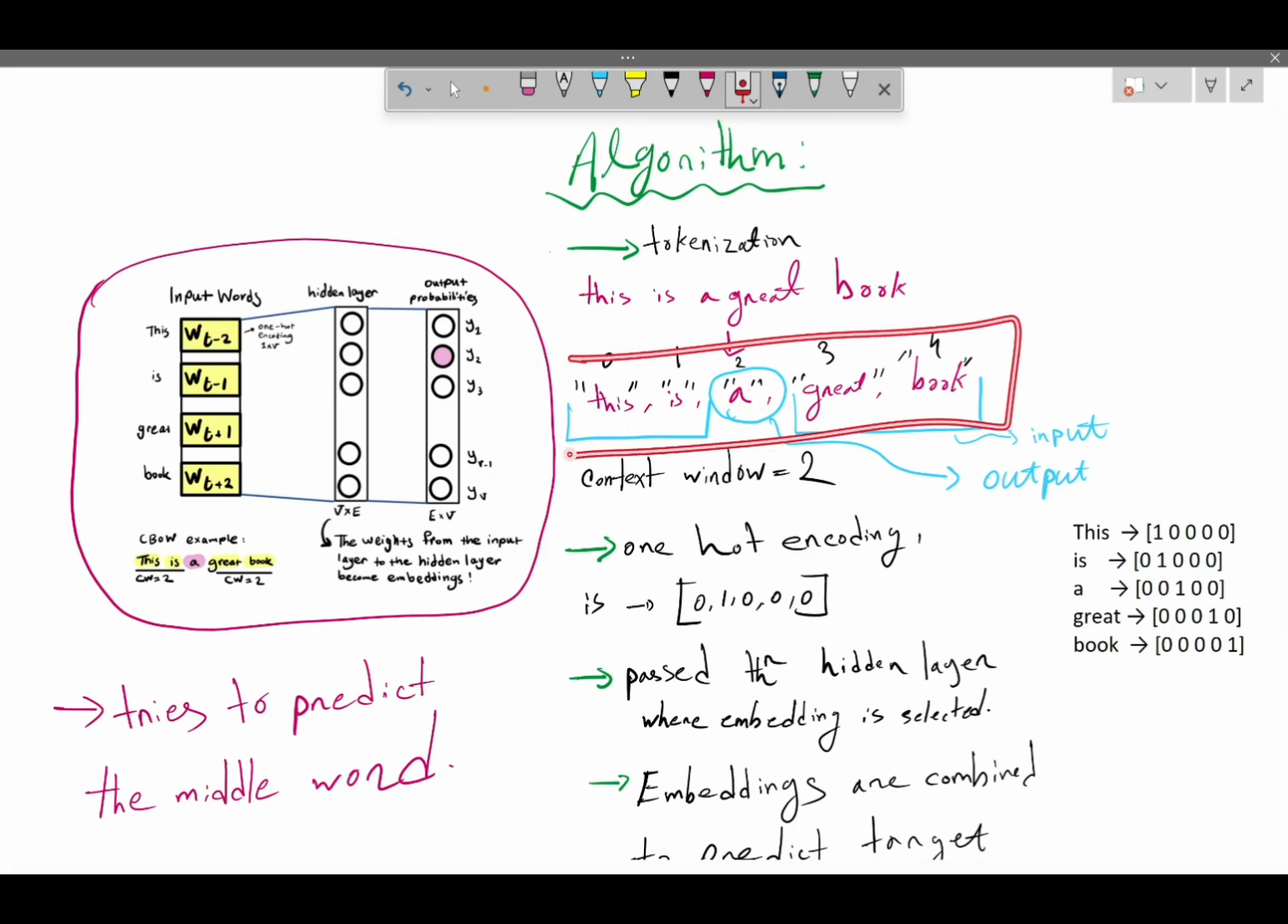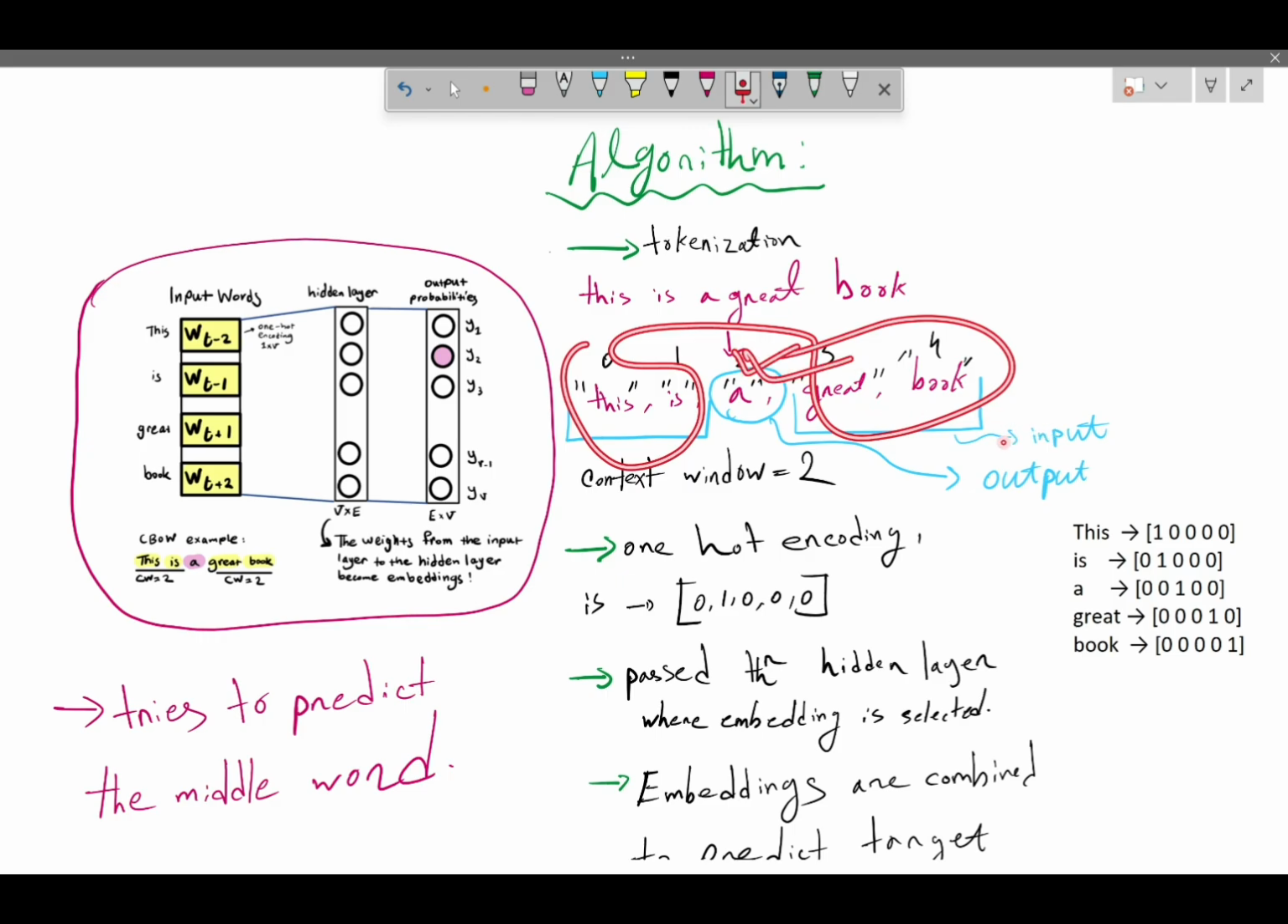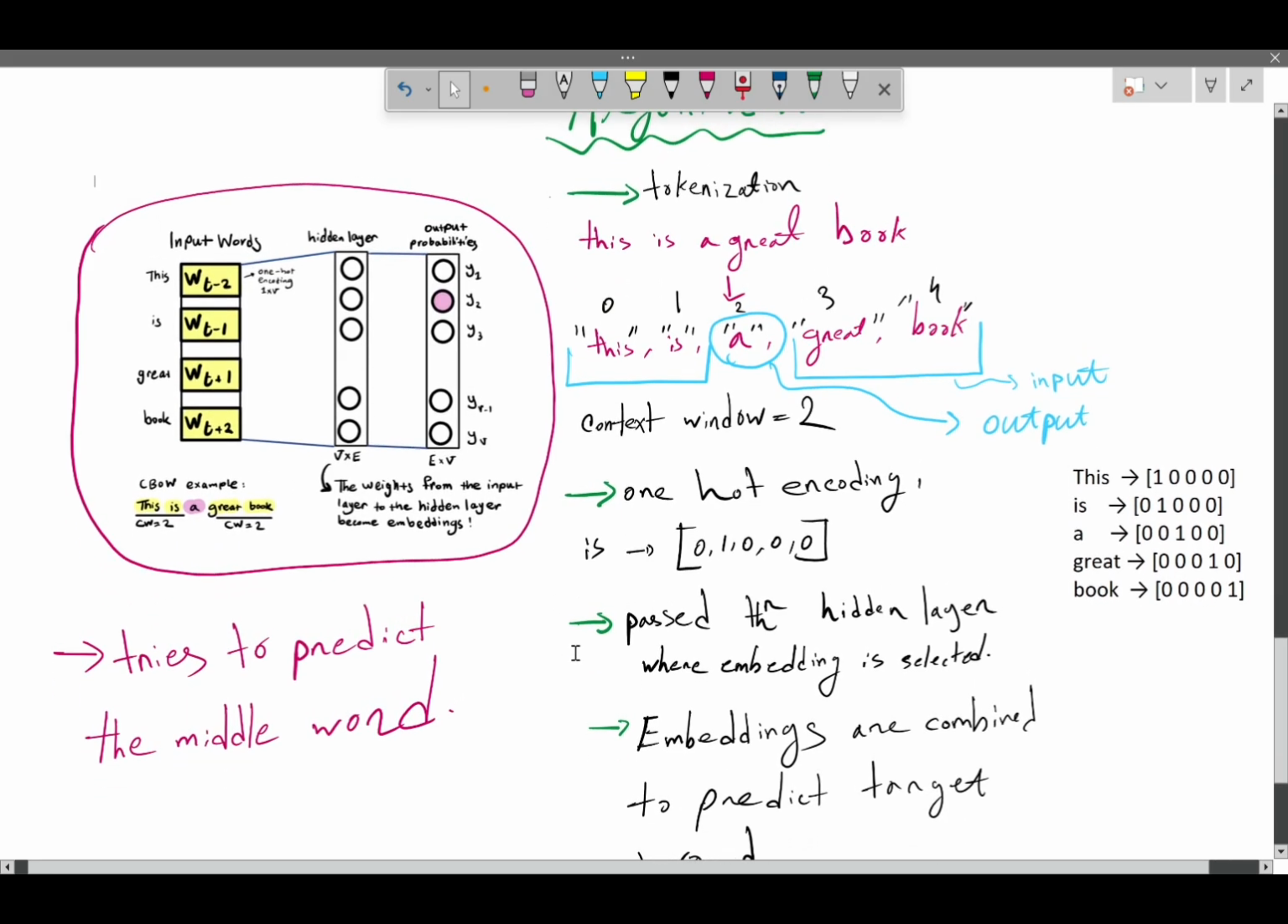So in this sentence, we can select a context window of two. That means the first two tokens will be input, then the next one is the output, then the further two tokens will be our input. Our model will see just these inputs and try to predict the output. So these 4 tokens, this is great book, are passed through the input words, but again these are just text, right? The computer doesn't understand text. That's why we have to convert it into vectors.